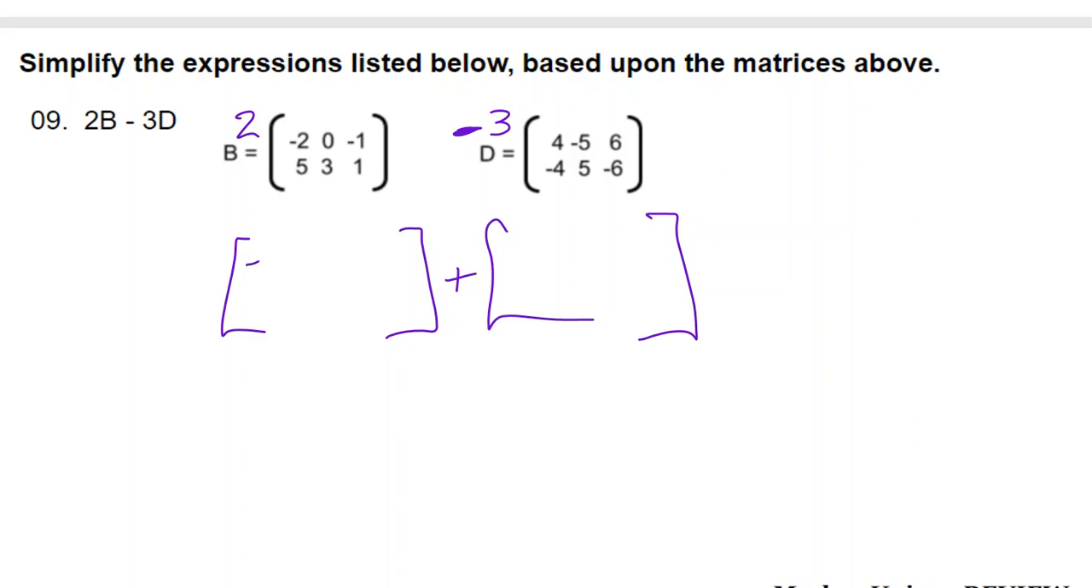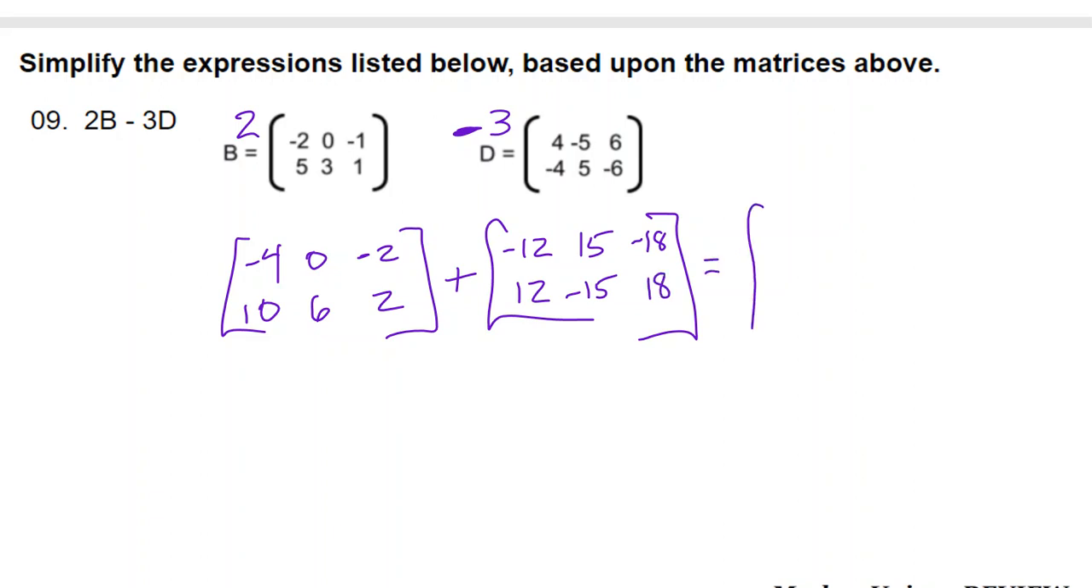All right, 2 times -2, 2 times 5, 2 times 0, 2 times 3, 2 times -1, 2 times 1, -3 times 4, -3 times -4, and 15, and -15, and -18, and +18. Now that we got those down, we can just add -4 plus -12, 10 plus 12, and 0 and 15, and 6 and -15, and -2, -18, and 2 plus 18.